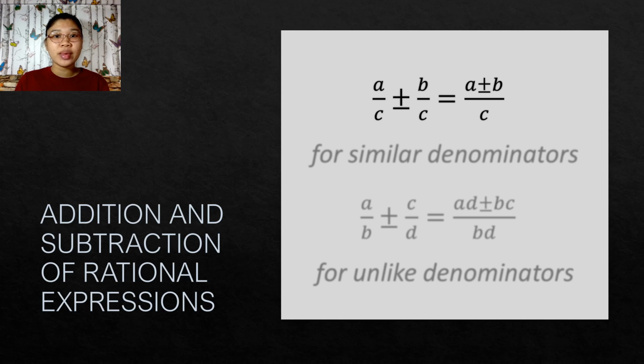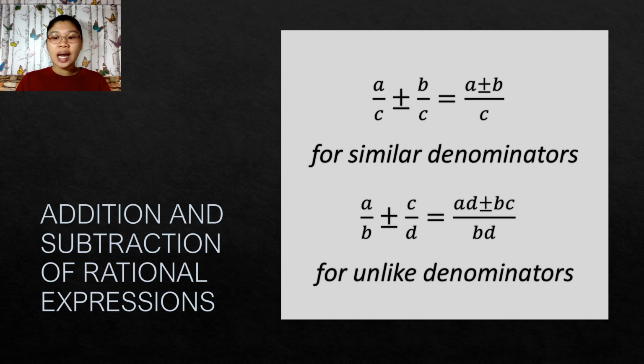So we have here two major categories: similar denominators and unlike denominators. For similar denominators, you just have to copy the denominator and then perform the addition or the subtraction process. And for the unlike denominators, you have to get the least common multiple of the denominators, for example, B and D.